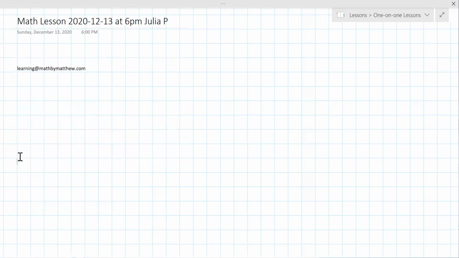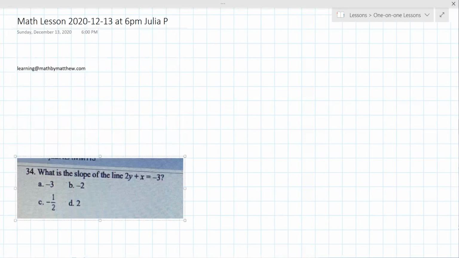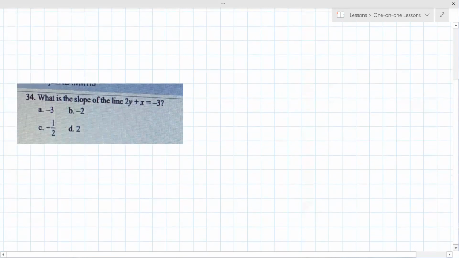For this lesson, let's get started. Hopefully you can see my screen, and we'll talk about how to find the slope of this line here. This is actually a review question from something you did last year.